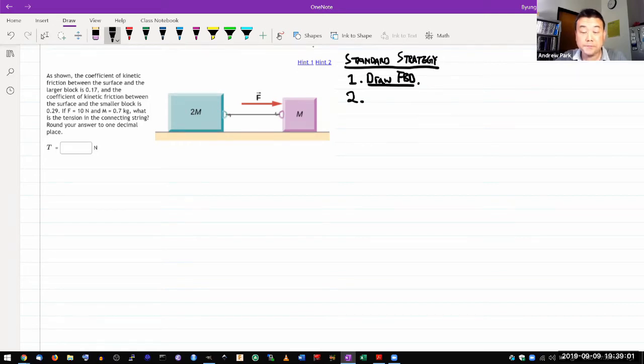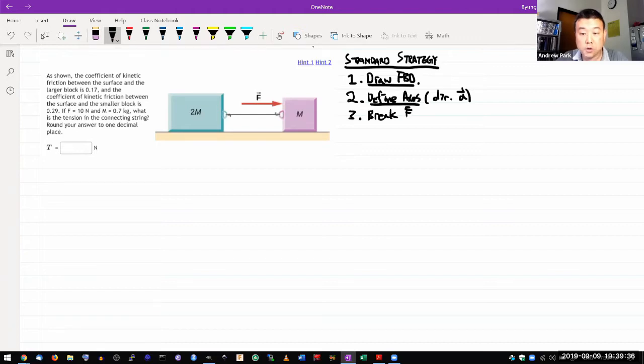Step 2, I like to say define coordinate axis. So define axis. And there's really one guideline in defining your coordinate axis: you look at the direction of acceleration. And the third step is really where it's getting obvious that I'm preparing for step number 4. Step number 3 is to break forces into components.